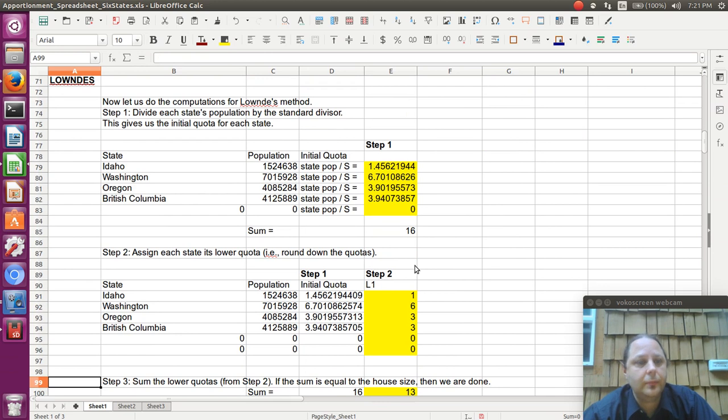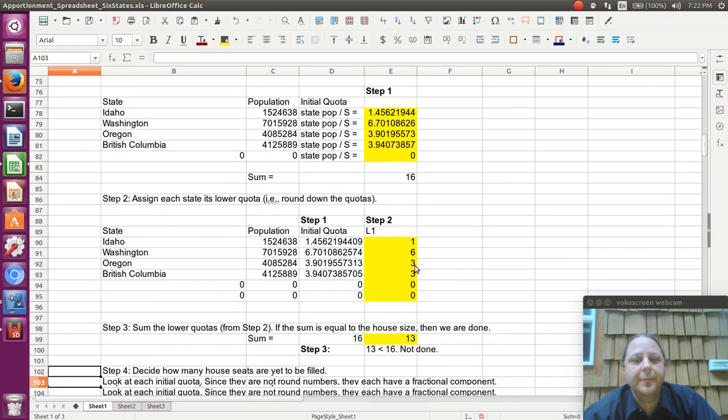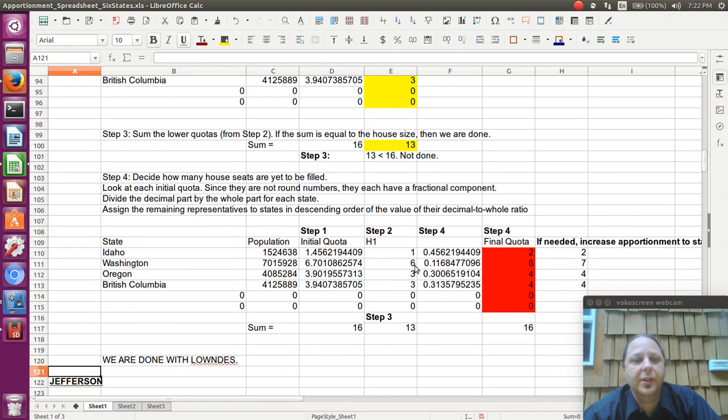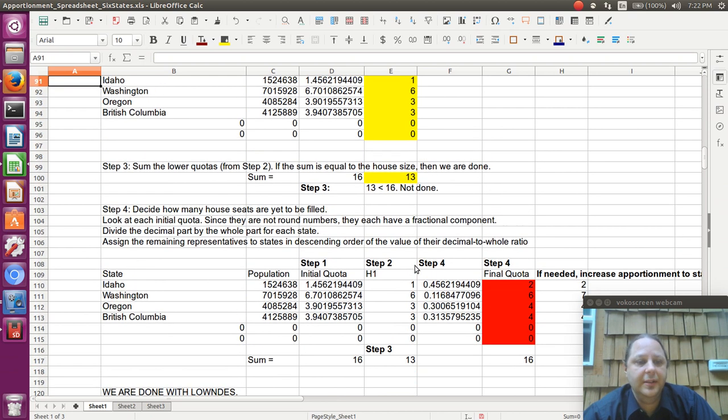Okay. Now let's consider the Lowndes method. The Lowndes method is very similar to the Hamilton method. It is also a quota method. However, it has a tendency to favor the smaller states, whereas Hamilton has a tendency to favor the larger states. So the first several steps are all identical. And again, we have apportioned 13, which means I need to give 3 more seats to 3 more states.